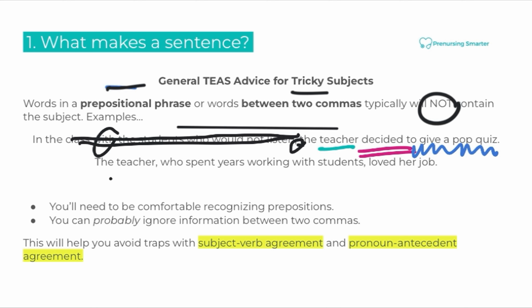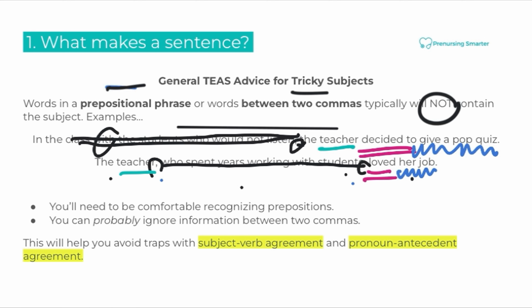The teacher who spent years working with students loved her job. Is the subject students or teacher? We have these commas here, which means we can probably ignore that. The teacher did what? Loved. What did the teacher love? Her job. So grammatically, the teacher loved her job is a complete sentence, and we can ignore what's in between these two commas.